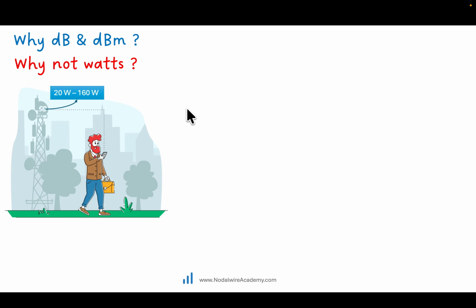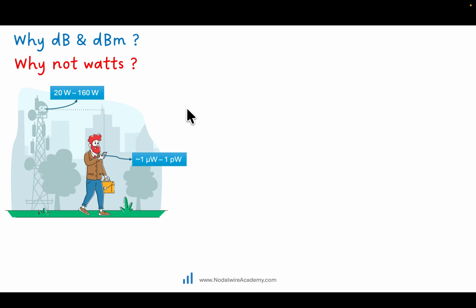For example, there is a 5G base station. It is used to radiate a power level in the range of 20 watts to 160 watts, depending on the configuration. Now after a certain distance from the telecom tower, I get a power level in the range of 1 microwatt to 1 picowatt. Again, it depends upon the atmospheric conditions, losses, and the distance from the tower.